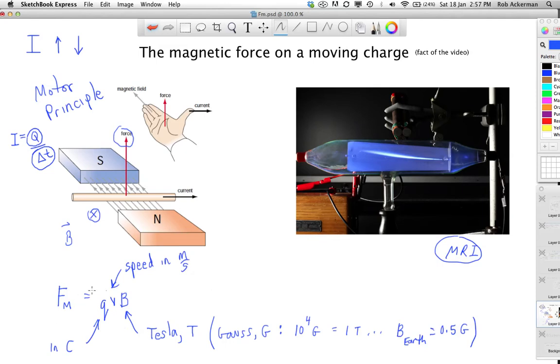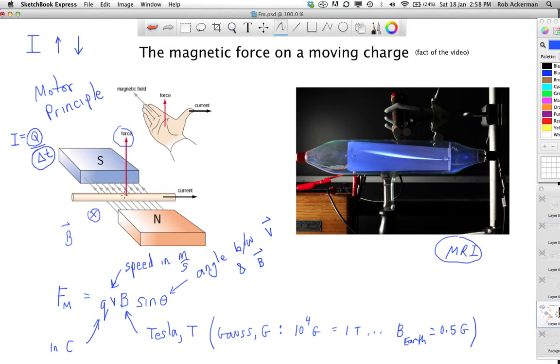And pretty much this is the formula for the magnetic force on the charges that are moving through the magnetic field. Now, there is another term in here, and that is a sine of theta. This is what you may not have guessed, where theta is the angle between the velocity and the magnetic field.